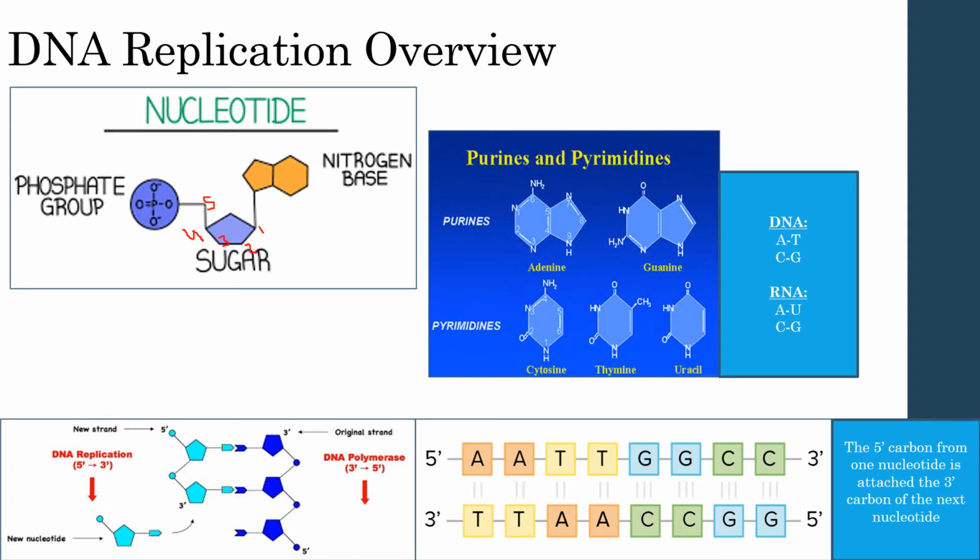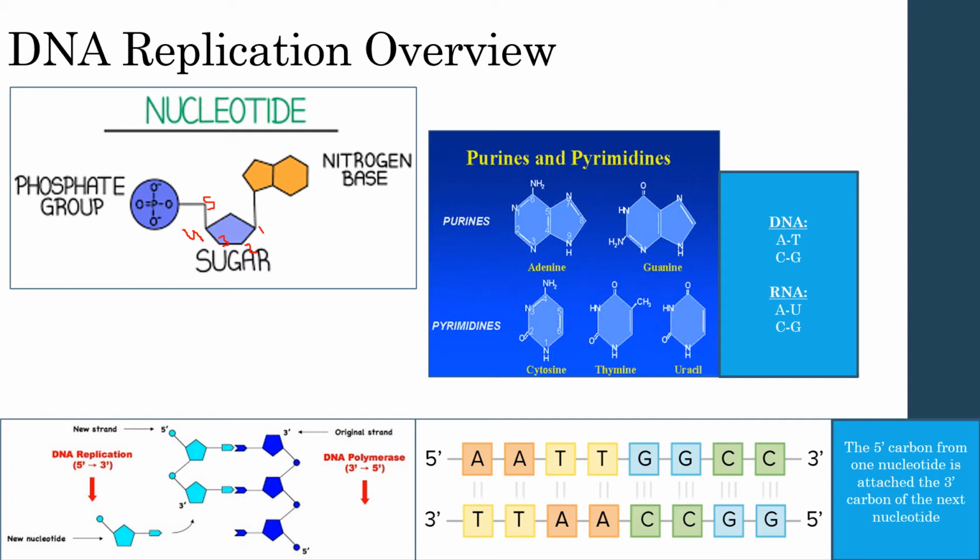How I number these carbons is important in knowing the direction in which DNA is replicating. The original strand is always read in the 3 to 5 prime direction, and the new strand is added in the 5 to 3 direction. You can see that the third carbon is added to the fifth.